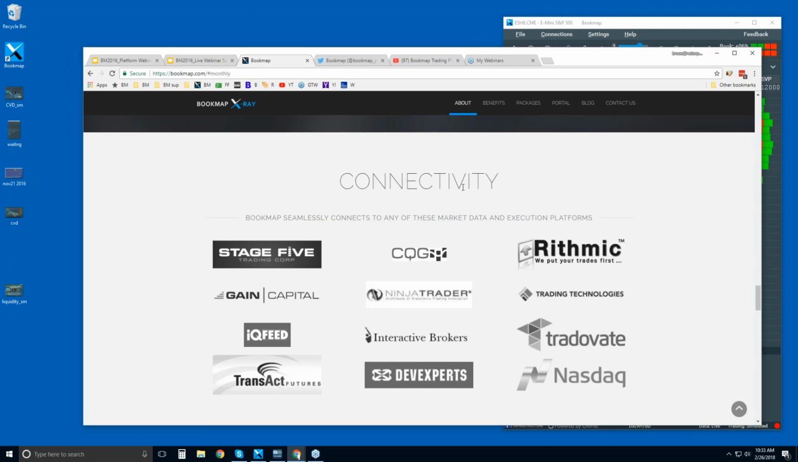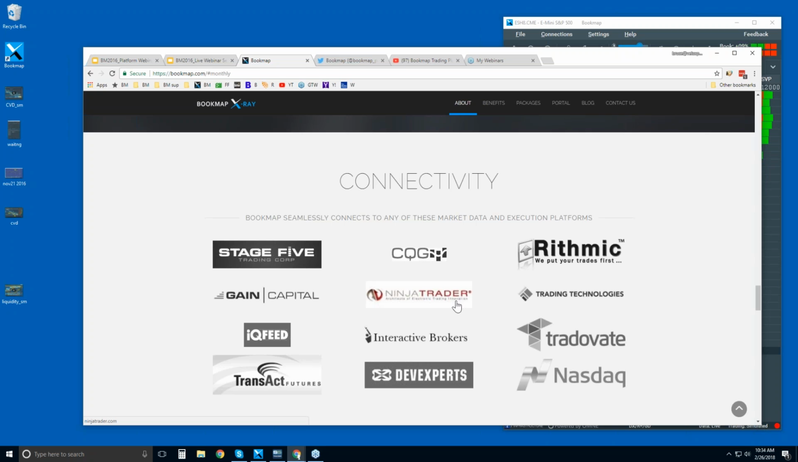All right. So you'll note in the connectivity here, there are a few platforms like NinjaTrader, TT X_Trader Pro, and Interactive Brokers Trader Workstation. These platforms we connect via the API. So you can connect Ninja any way you want, for example, and then you can connect Bookmap through Ninja's API, and be up and running.